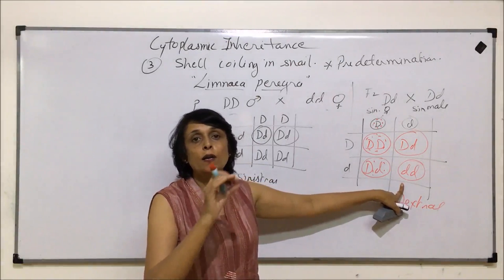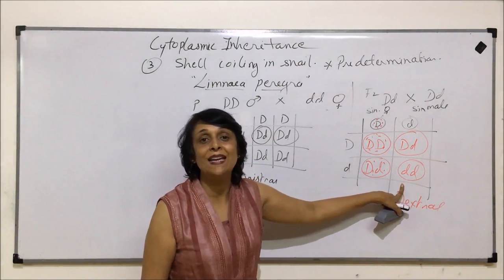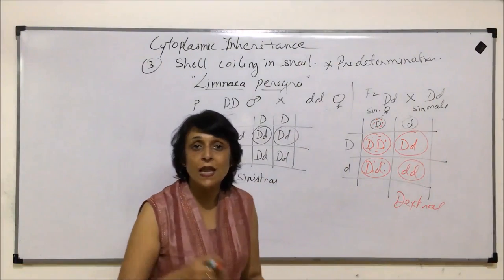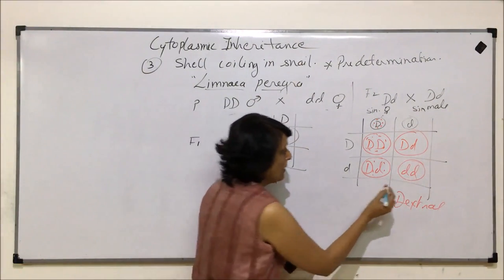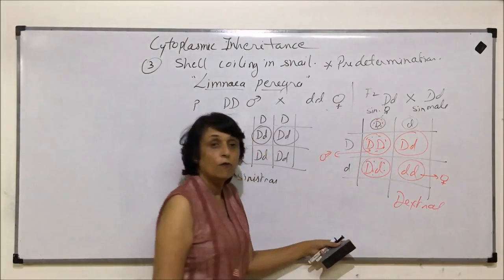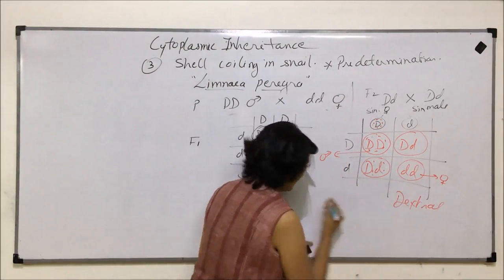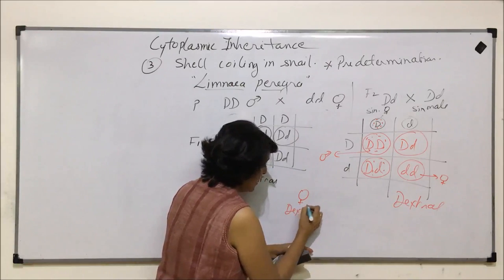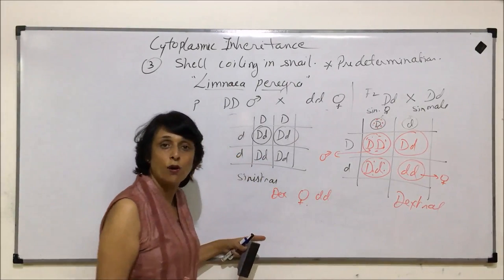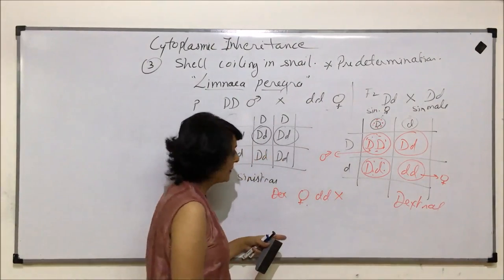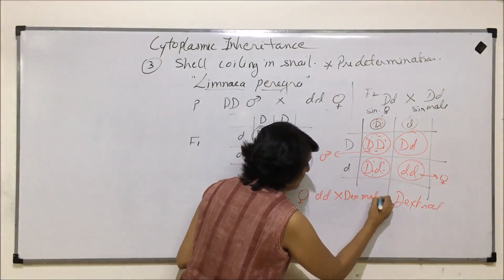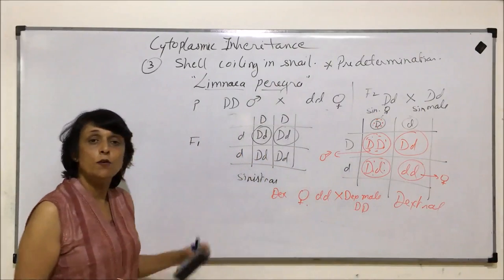It is decided by whether the female parent has produced that protein in the egg or not. If this dextral female produces an offspring, let us go to the next generation. We are taking this as female and let us take this male from F2. So this female is dextral. So we are talking of a dextral female with the genotype small d small d. If we cross this with a dextral male, again all four are dextral, with capital D and capital D. What are we going to get here?